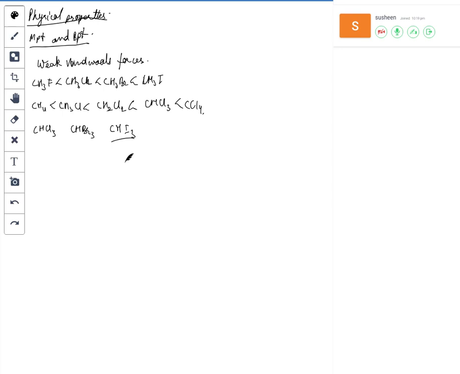Now all these alkyl halides, whatever they may be, are insoluble in water, or you may say their solubility is so low that they are practically insoluble. Is that clear? So that's what we have as the solubility of alkyl halides.